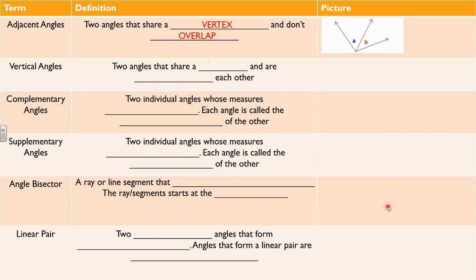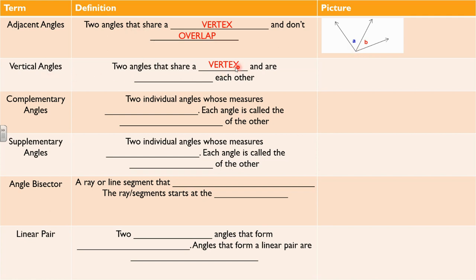So a quick example would be this guy right here, okay? So I've got angle A and angle B. These would be adjacent angles. They share that vertex right there, but they don't overlap. So these would be adjacent angles.